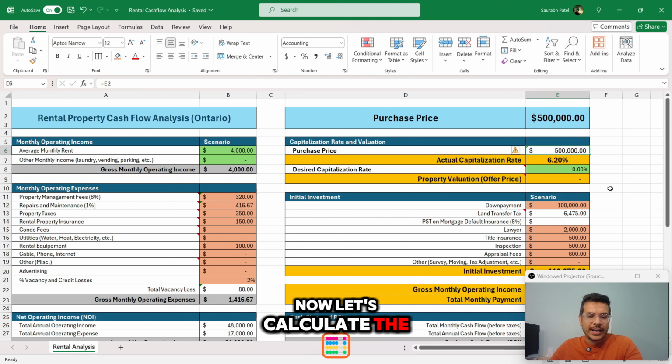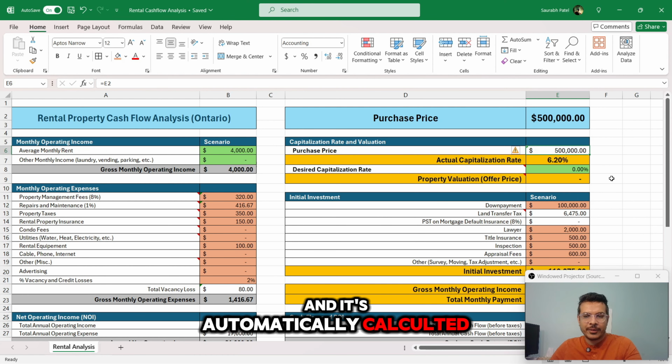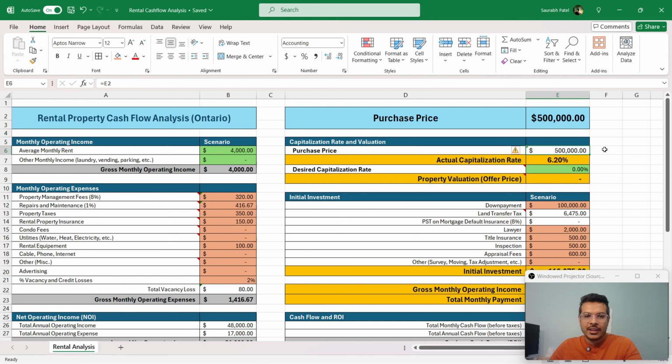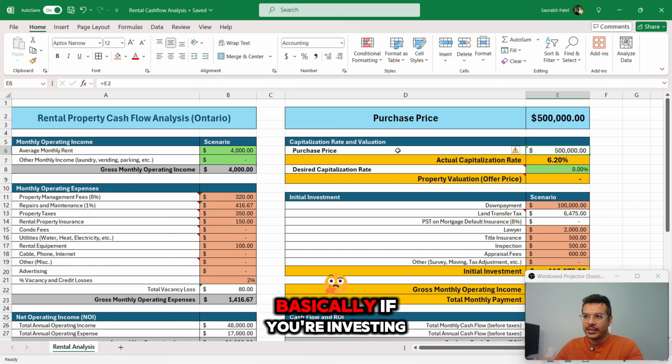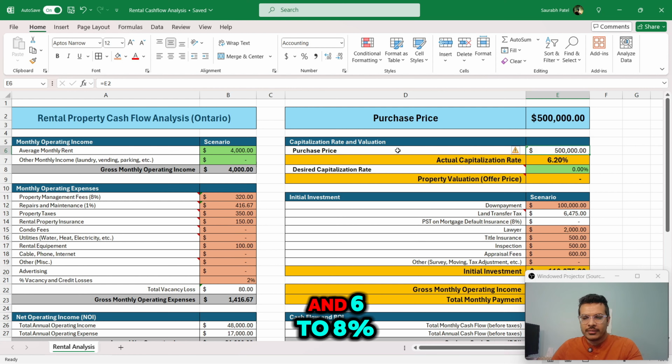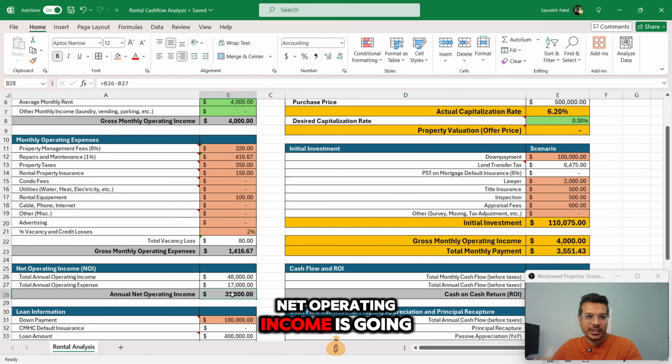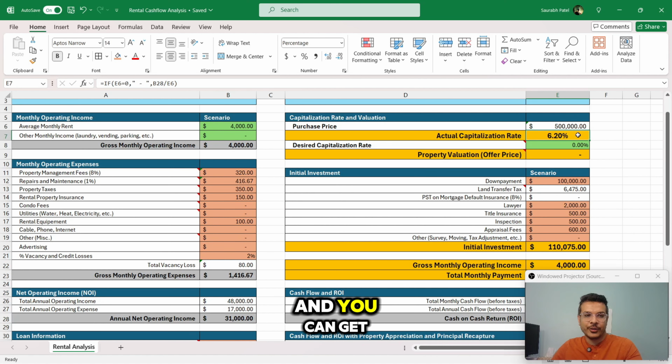Now let's calculate the cap rate of this property, and it's automatically calculated based on the information provided. Capitalization rate is basically, if you are investing, many people talk about how much the cap rate of the property is going to be, and 6 to 8% is an ideal cap rate if you can achieve that. 4% is still good. The cap rate is basically based on the purchase price you're paying and your net operating income. So you divide net operating income by the purchase price and you get the cap rate of that property. In our case it's 6.20%, so it's in a good range.